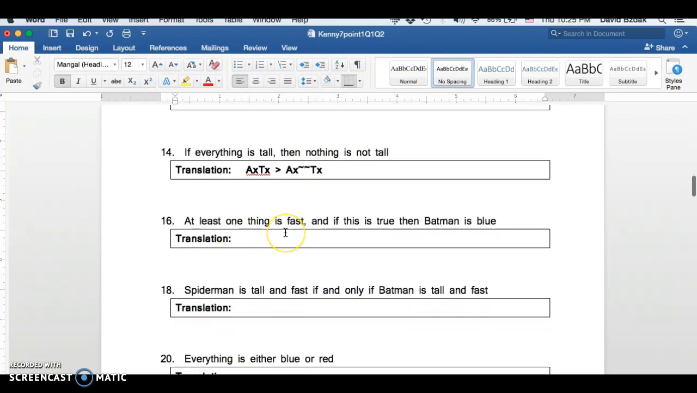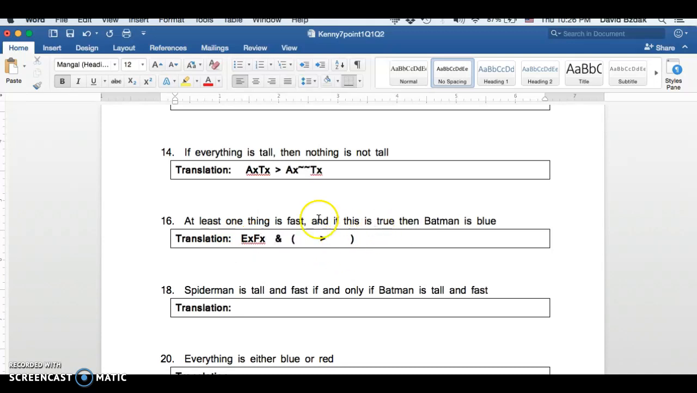Okay, 16, at least one thing is fast. And if this is true, then Batman is blue. Okay, so we've got a conjunction. Our and there suggests conjunction, right? And then notice after our and we have an if-then sentence, so we're going to have a conditional. Before our and, at least one thing is fast. Remember, the existential quantifier means some or at least one. So if we want to say at least one thing is fast, there exists an x such that x is fast. So that's our first conjunct.